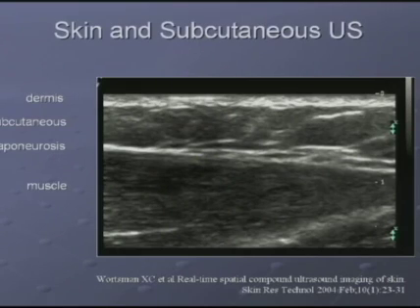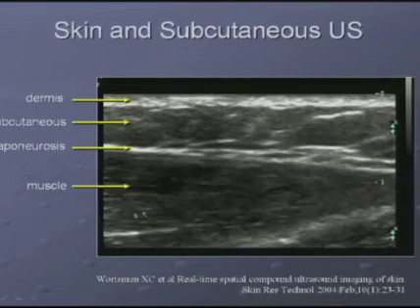This image corresponds to a very superficial structure, in this case the skin, but also subcutaneous tissue, aponeurosis, and muscle. This hyperechogenic band corresponds to the dermis, the subcutaneous tissue is hypoechogenic, then we have a hyperechogenic line, the aponeurosis, and here is the hypoechogenic image corresponding to the muscle. This image was taken with 12 megahertz.